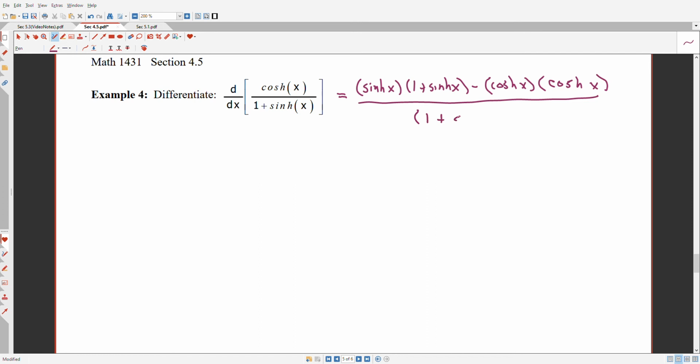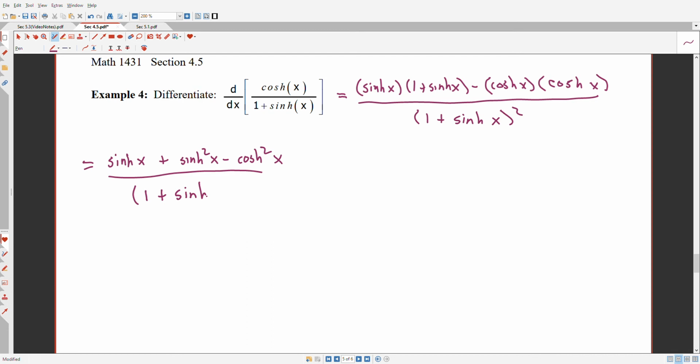So again, what I've written here in this dark shade of purple shows my readers that I know how to use the quotient rule, and I know how to differentiate cosh, and I know how to differentiate sinh. But let me see now if I can distribute some of this stuff to see if anything cancels. So in the numerator, if I distribute that sinh, I'll have a sinh of x plus sinh squared of x minus cosh squared of x, all divided by that silly denominator, 1 plus sinh of x all squared.